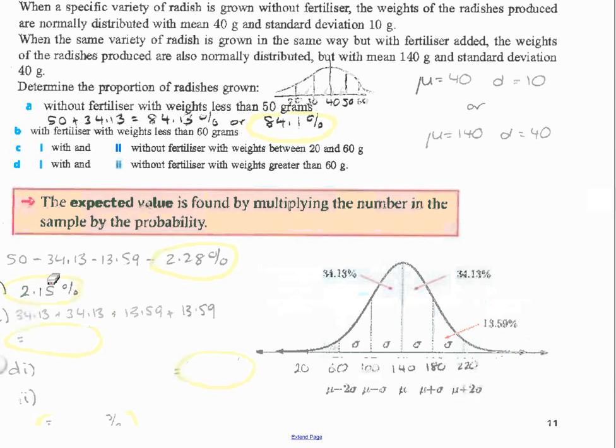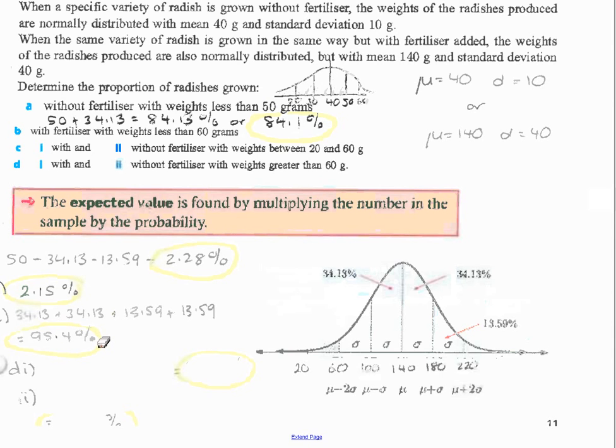Another way you could do it is work out that 50% and so on. Well, actually, it's just 2.15%. It's just that little bit there between 20 and 60. Without fertilizer, between 20 and 60, though, is here. Between 20 and 60, you've got to add up all those probabilities. So you've got to add 34.13, 34.13, 13.59, and 13.59, which I did here. And when you add those up, without fertilizer, it's 95.4%.